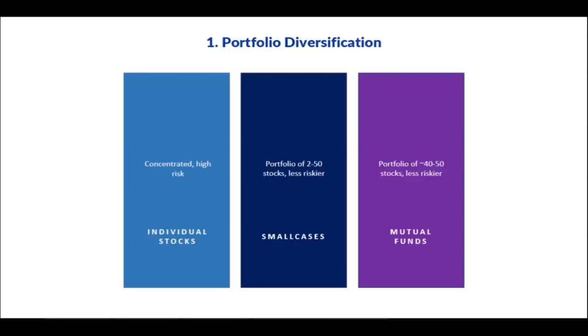What a smallcase essentially is, like I told you, is a basket of stocks. So it is a portfolio. If you look at it from a portfolio diversification point of view, single stocks are very concentrated because it's one stock, with high risk levels. A smallcase is a portfolio of anywhere between 2 to 50 stocks, much less risky compared to a single stock. It is very similar to how mutual funds are constructed, where a mutual fund is a basket or portfolio of anywhere between 20 to 50 stocks. So smallcases are very similar to mutual funds in the sense that they are both portfolios, offer diversification benefits, and hence are less risky than taking single stock bets.